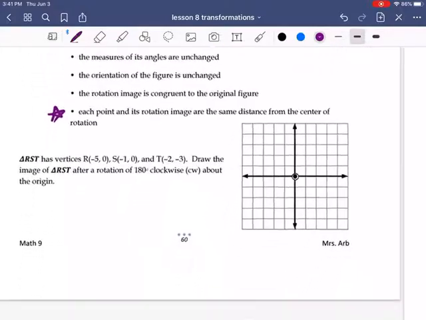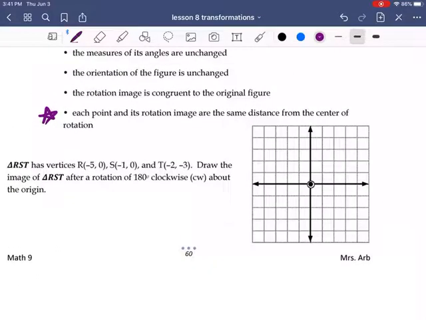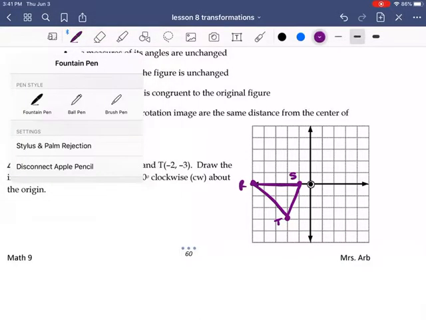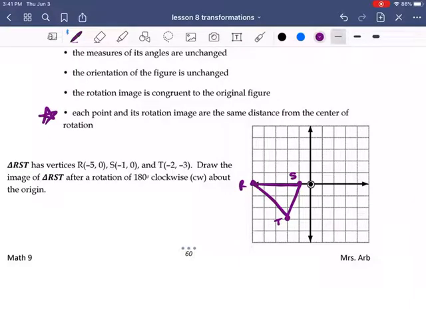So let's try another example here. RST has vertices R, which is negative 5, 0. So 1, 2, 3, 4, 5. Okay, that's R. S is negative 1, 0. And T is negative 2, negative 3. So we end up with this image. So R, S, and T. All right. So we're going to do a 180 degree clockwise rotation about the origin. So the origin is that center point.